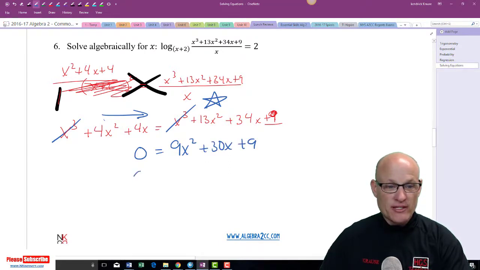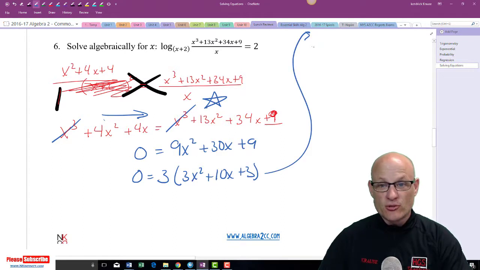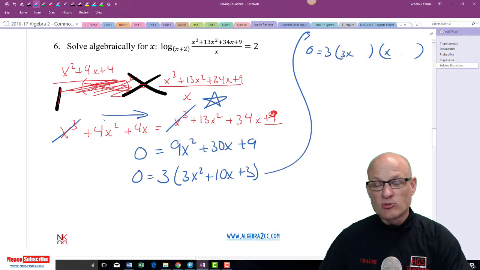Notice they all have a 3 in common, so let's take that out. 3x squared plus 10x plus 3. That makes the factoring sort of a joke. 0 is equal to 3x and x. The only way to multiply to 3 is 3 and 1. They both got to be positive. There's your 9x and there's your 1x.